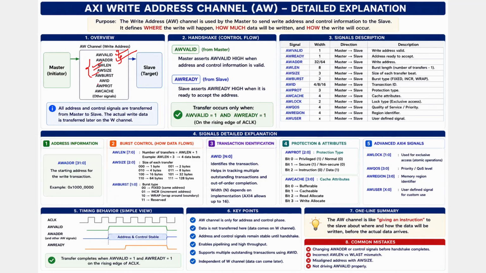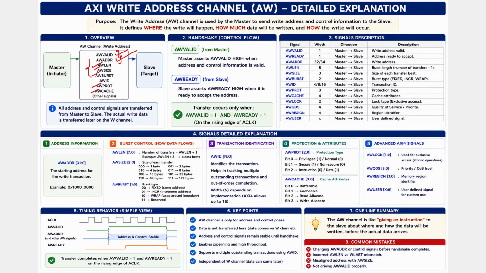Based on the ID only, we tell whether it is an out-of-order transaction or a same-order transaction. And then the protect signal and the cache signal. Protection means secured access, normal access, or privileged access; it tells you that. And the cache signal tells you whether it is readable, writable, and bufferable.